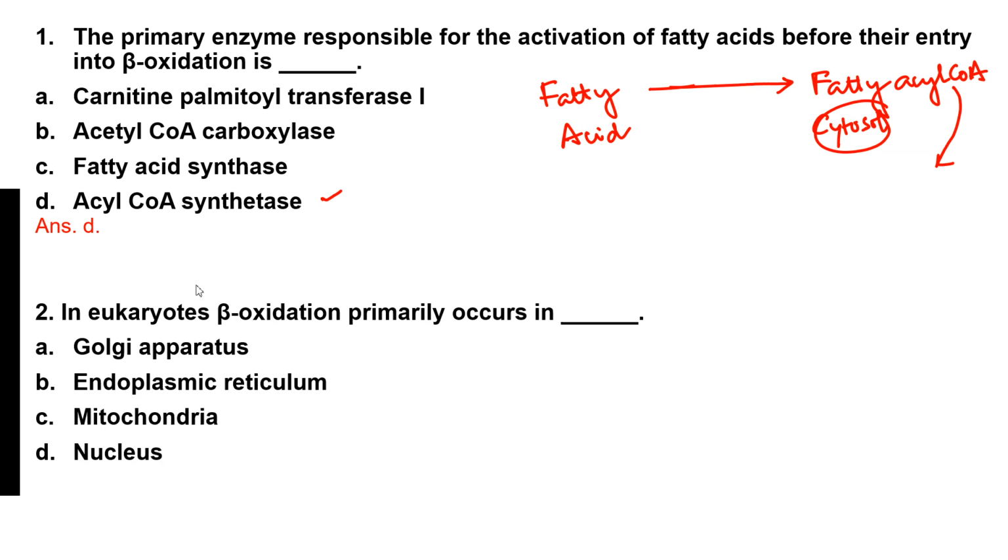Now answer this question. In eukaryotes, beta oxidation primarily occurs in. This is also very easy. Mitochondria, right? Because all the enzymes of beta oxidation are present in the mitochondria. So the answer is option C.